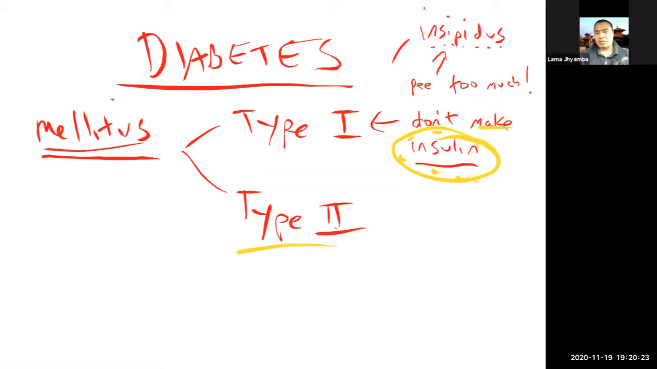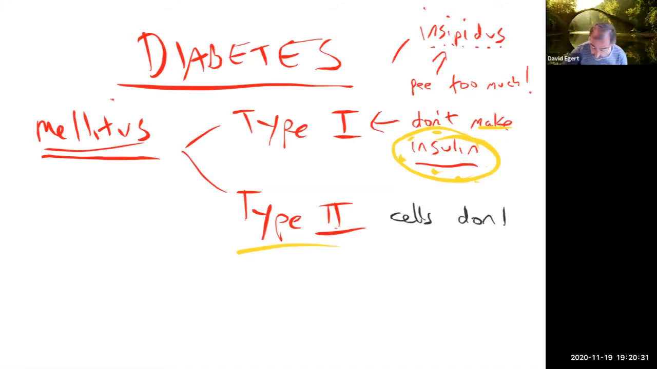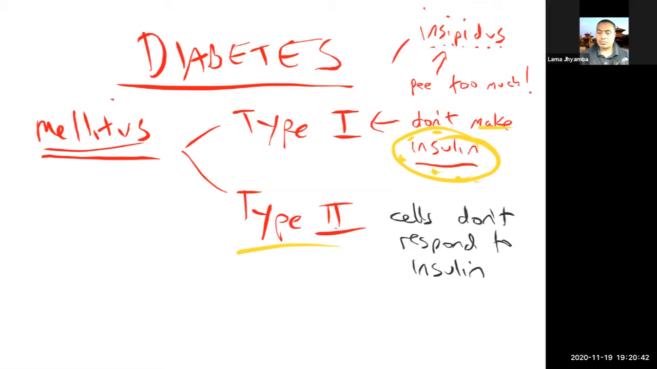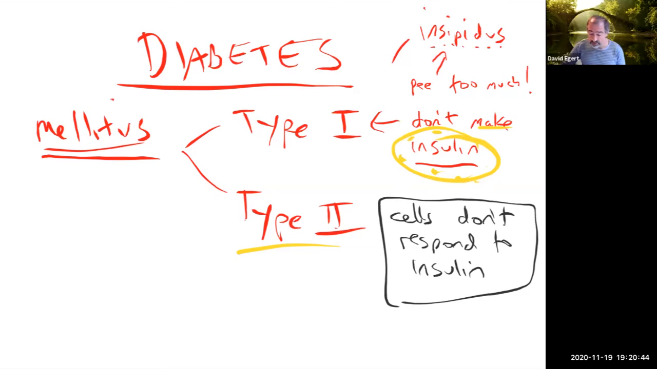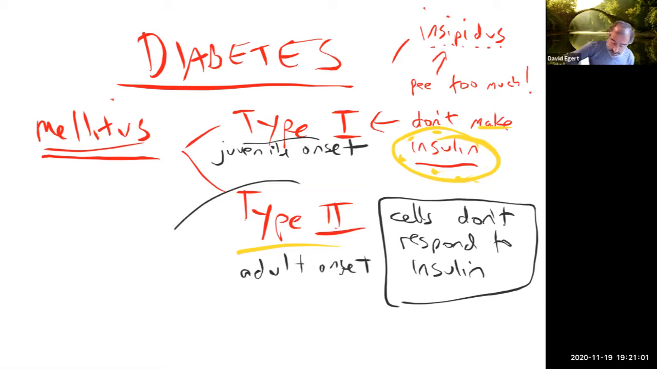Type 2, you actually are making insulin, but your cells are not responding to the insulin. So this one is a little different. You do have insulin, but your body is not responding to it. This one here, this is an autoimmune one. This one's often called also juvenile onset. This one's often called adult onset. This one typically happens later.